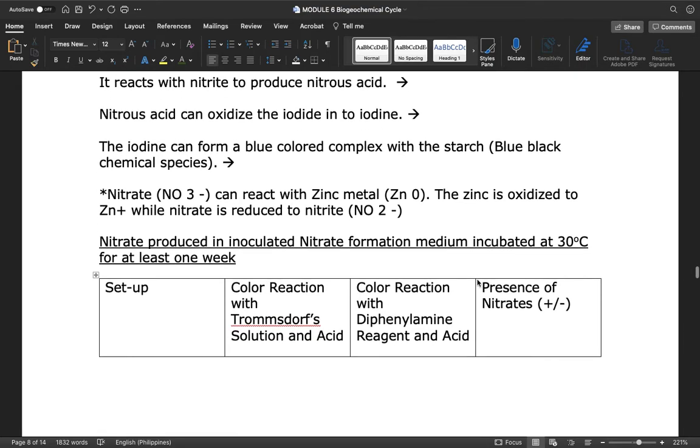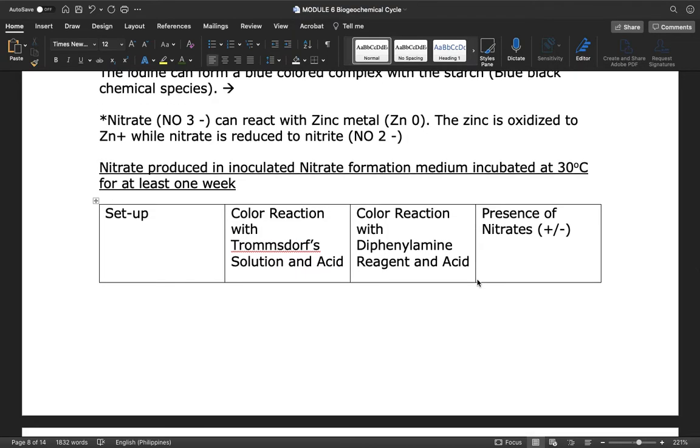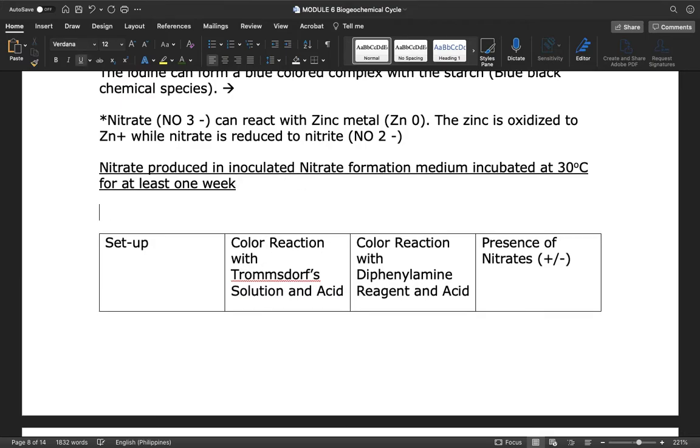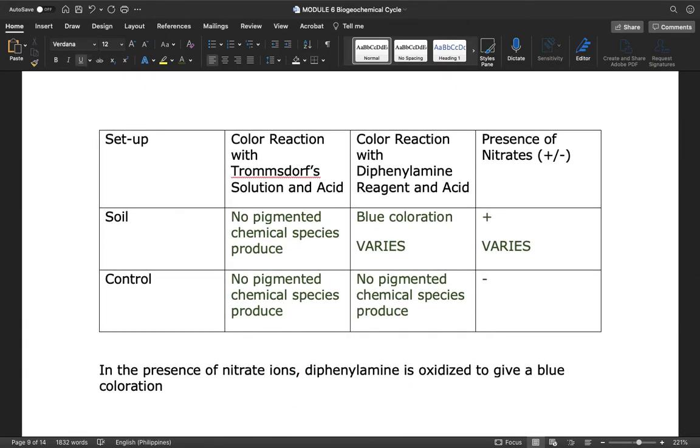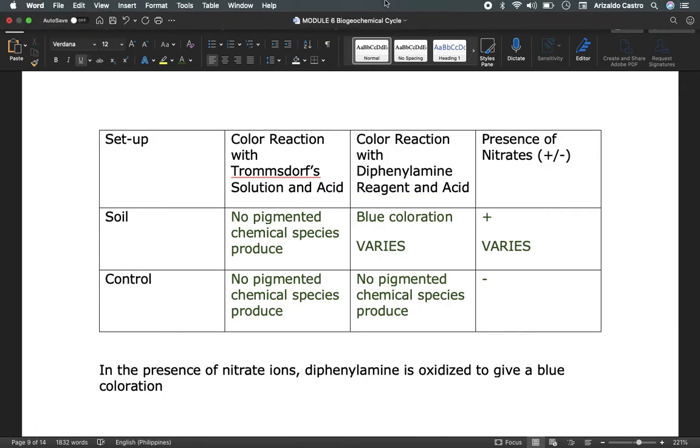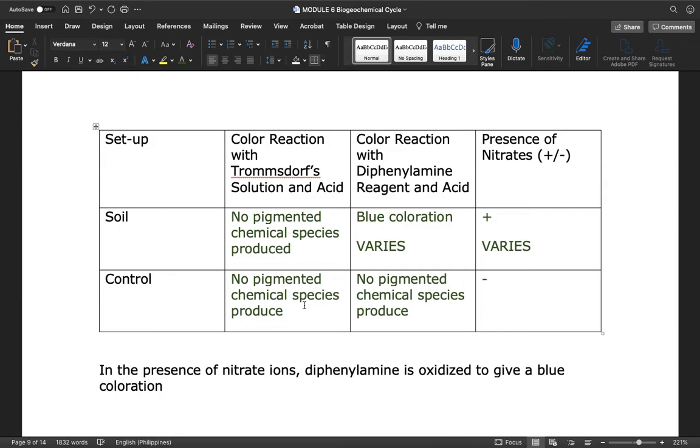Now, for nitrate detection, nitrate is produced in the inoculated nitrate-forming medium. Here, I'm just going to make this into a table. We have two setups, one soil and one control. For soil, we expect no pigmented chemical species to be produced, primarily because as part of our protocol, as we proceed with nitrate formation, no nitrite should be produced. So you expect it to be negative.